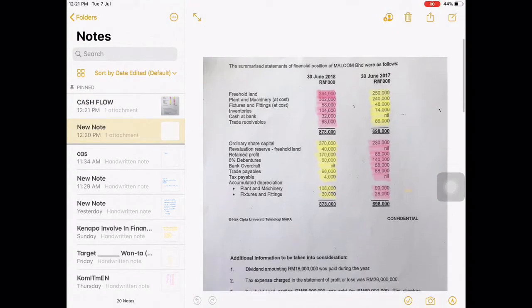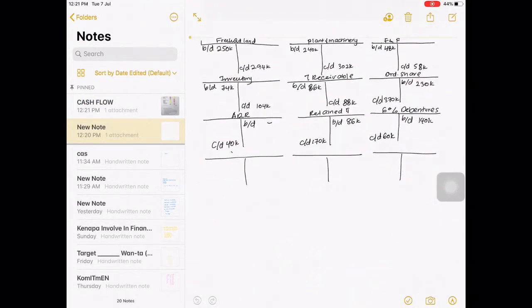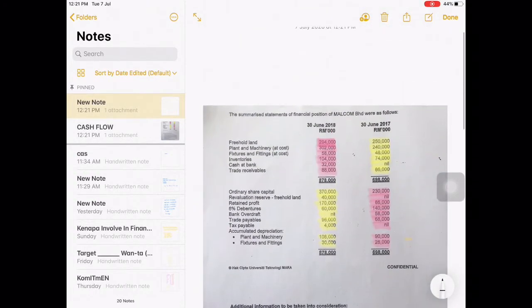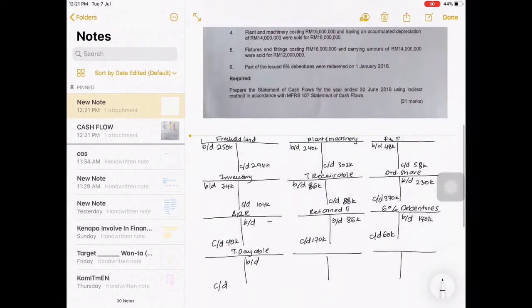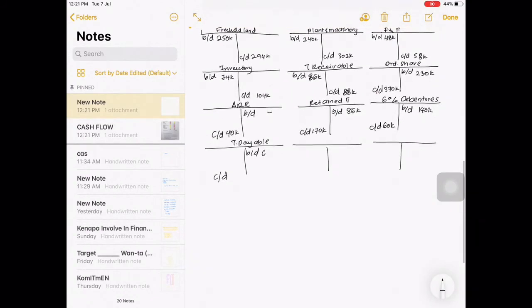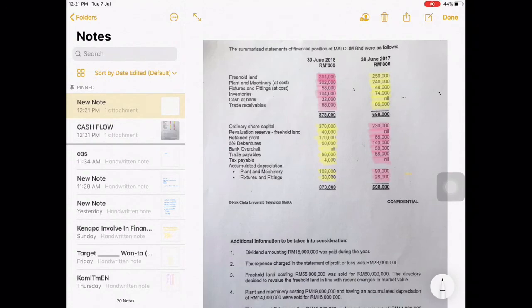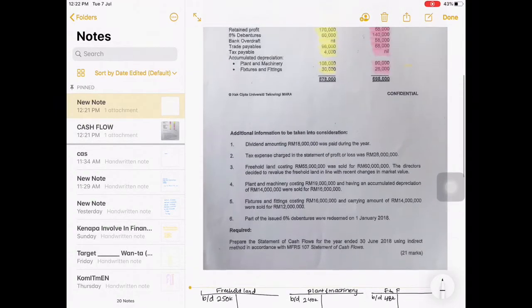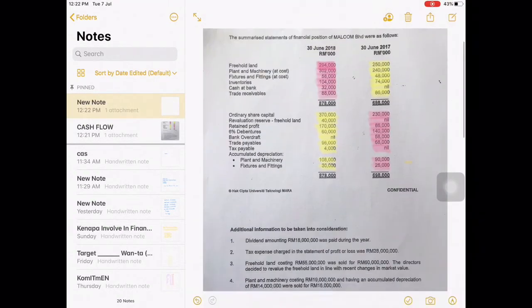Then you have trade payable. Again, the balance BD, balance CD, on the credit side, and CD will be on the debit side, 96,000. Okay, then we have tax payable. It's a liability, with the opening balance on the credit side and the closing balance on the debit side. Post the amounts that we have from the question one by one.